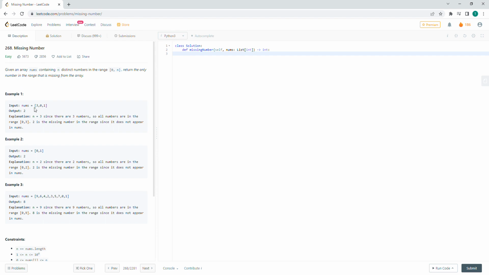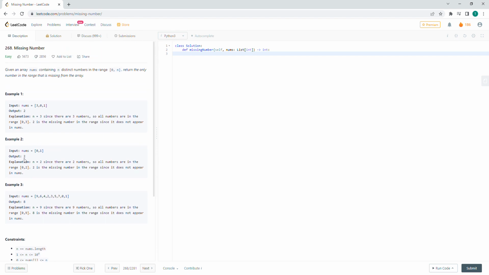So we're given this array of n equals 3. So what number is missing between 0 and 3? The number is 2. Since there's 3 numbers in this, there's only one number missing, which is 2. 2 is missing from the range since it's not appearing in array nums.